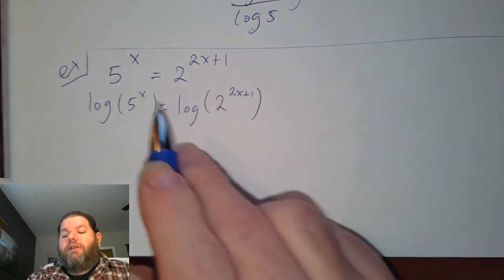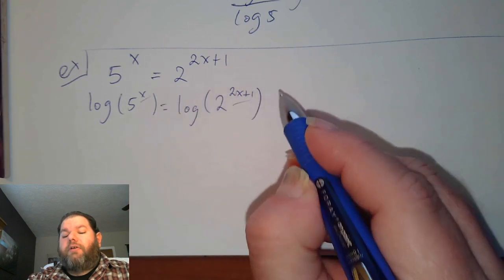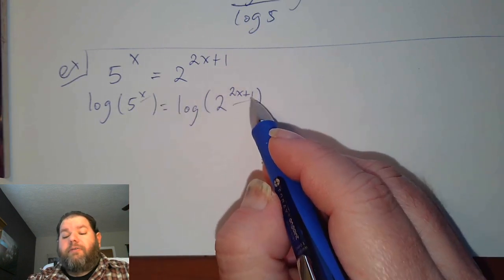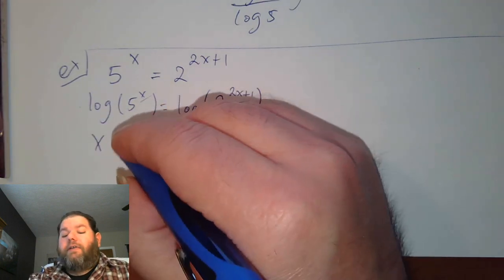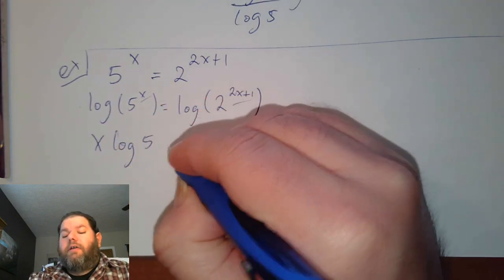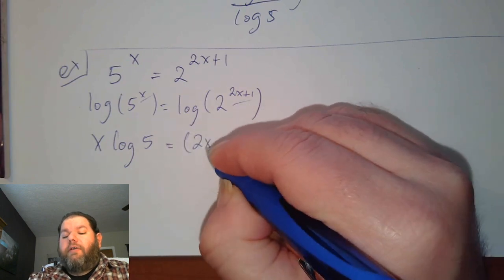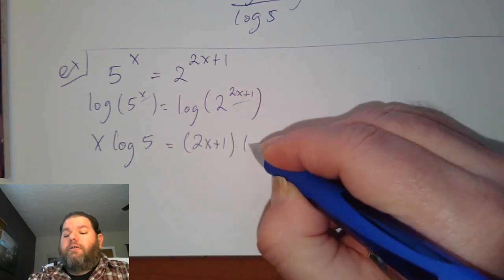But now notice in each case we have an exponent on both sides, so we can take that exponent and move it out in front of the logarithm. So that is x log 5 equals 2x plus 1 log 2.